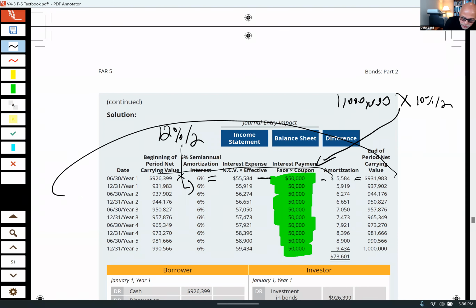I get that new carrying value, bring it over, multiply it by 6%. That's my interest for the next period. That gives me this 55,919. That difference, I add to the previous carrying value. I bring that over, and so on.